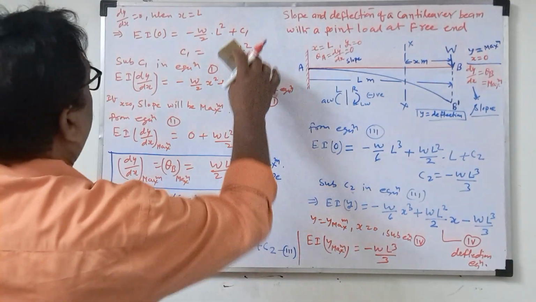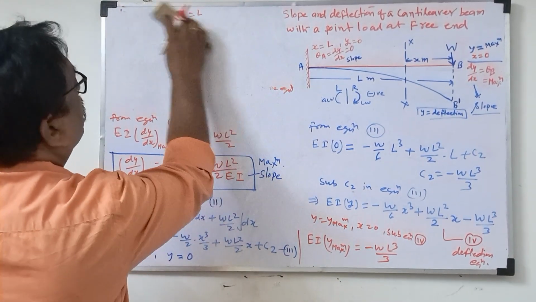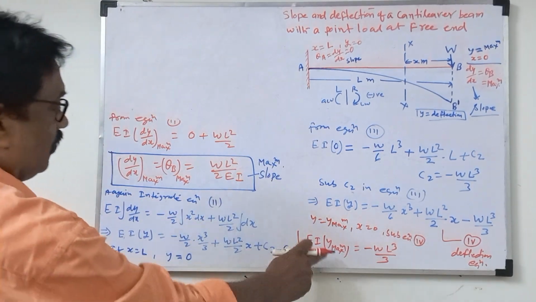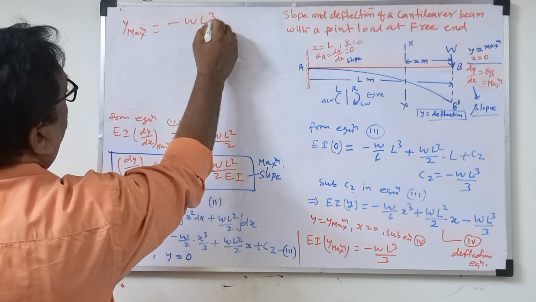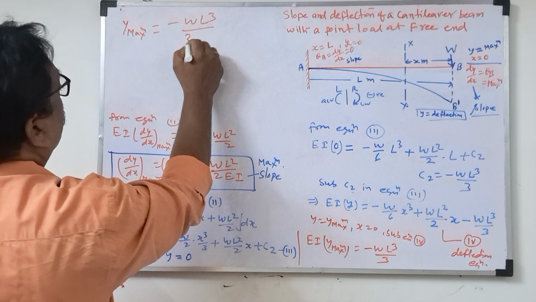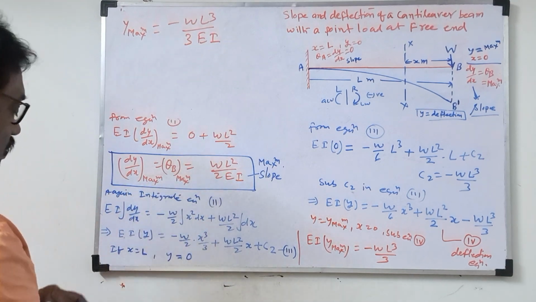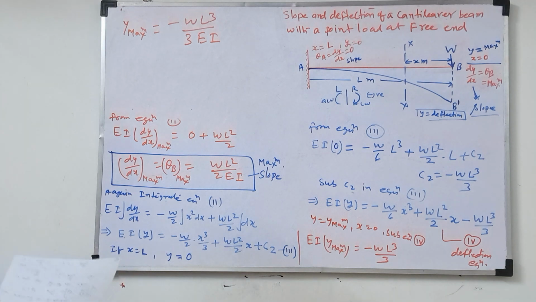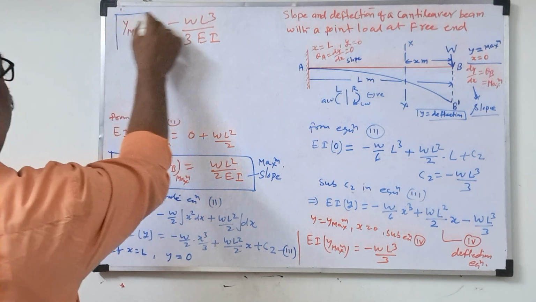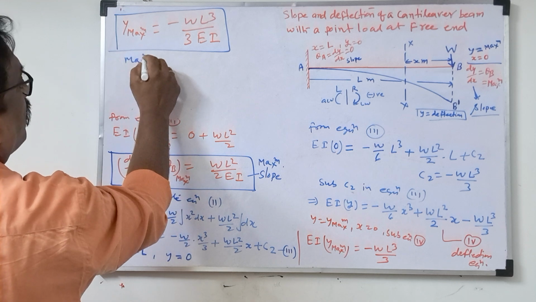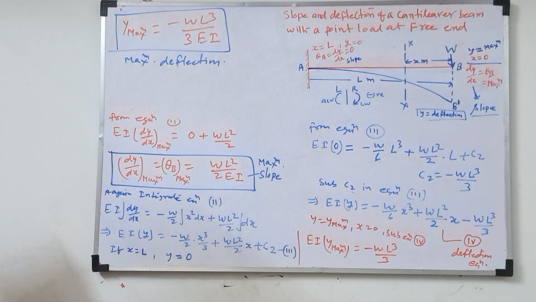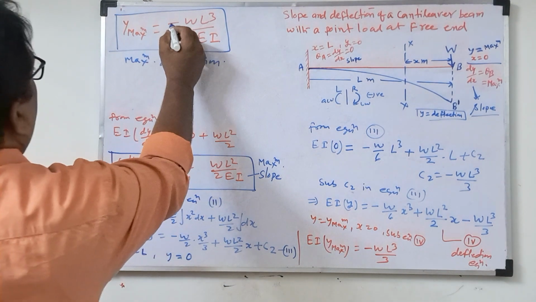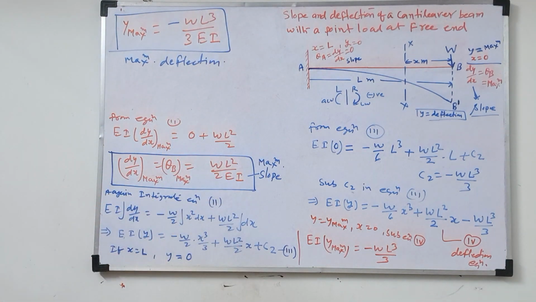Now finally we'll write here: y maximum equal to minus WL cube by 3EI. So this is called the maximum deflection, WL cube by 3EI. We got the maximum deflection. Now you are seeing a negative sign. What does the negative sign represent? Because the deflection is below the beam, the deflection will be in the downward direction.